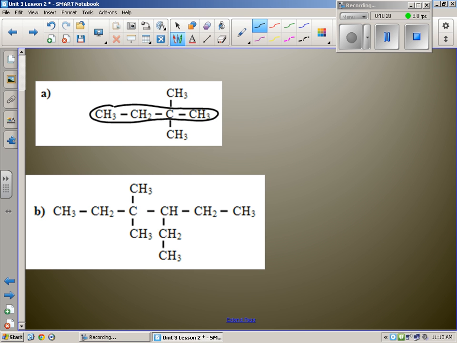4 carbons, all single bonded. So I know 4 is but, single bonded is ane. So that is butane.